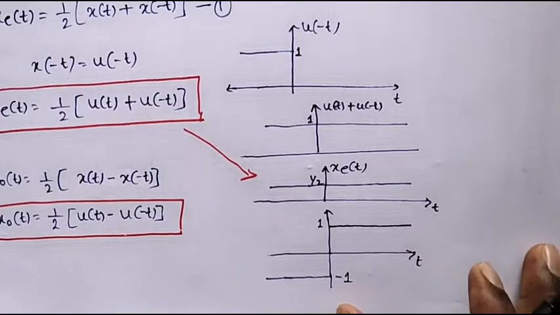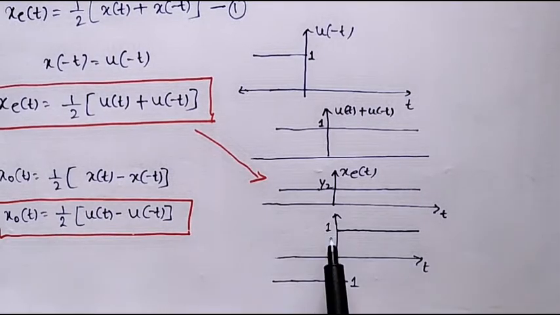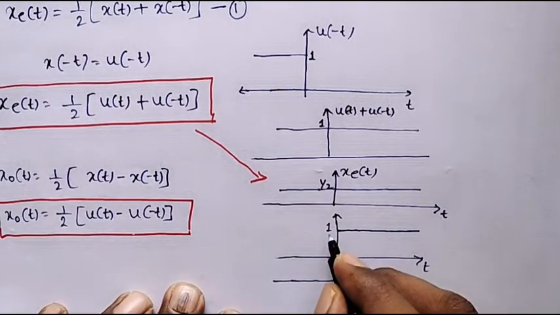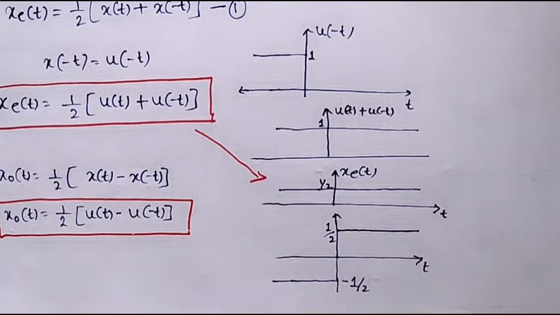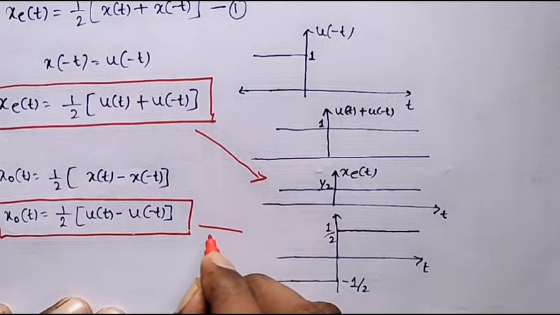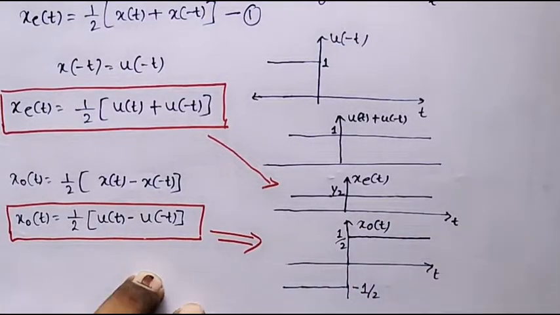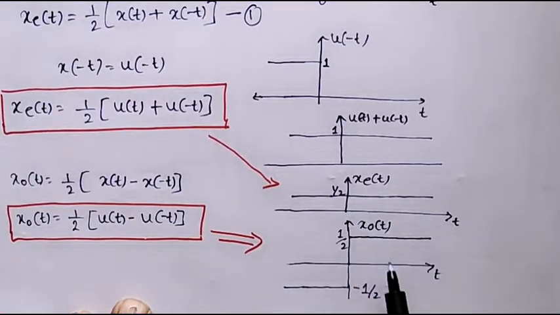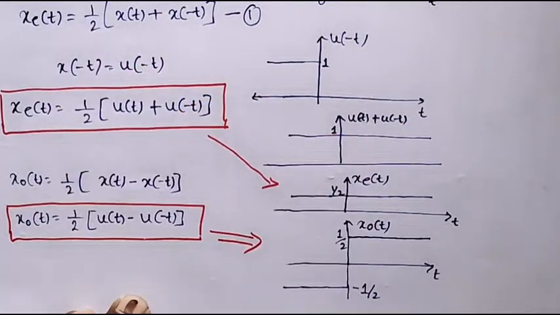So later now we have to perform 1 by 2, that is we have to divide the amplitude by half. So this 1 will become, by dividing, 1 by 2 and it will become minus 1 by 2. So this is Xo of t, that is the odd component of the signal. Now upon adding Xe of t with Xo of t, we'll get back the same waveform, that is X of t.